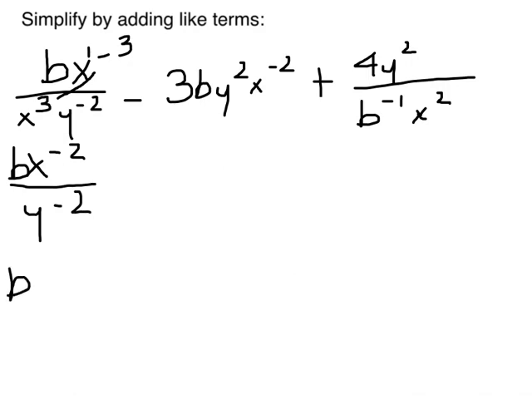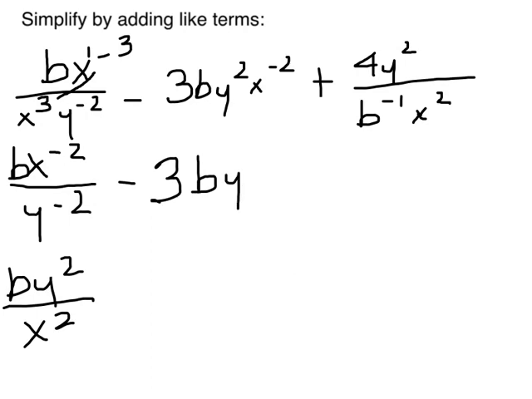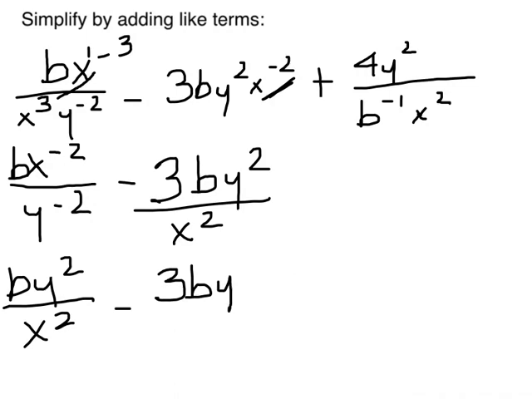Or I could write it as b y squared over x squared. Get everything positive. All right, minus 3 b y squared. And if I bring this down to make it positive, it would be x squared on the bottom. And I can see that I've got 3by squared over x squared. This and this are like terms. If there's no number in front, you're going to assume it's a 1.